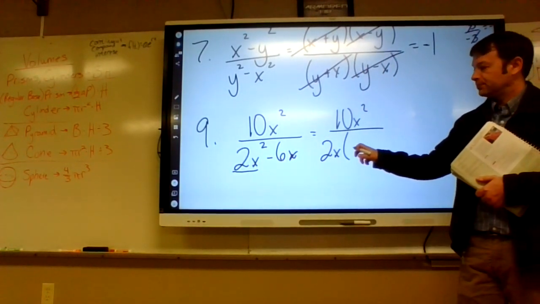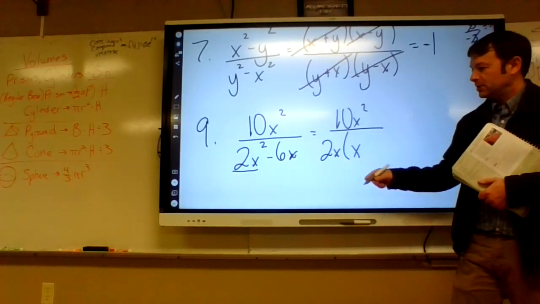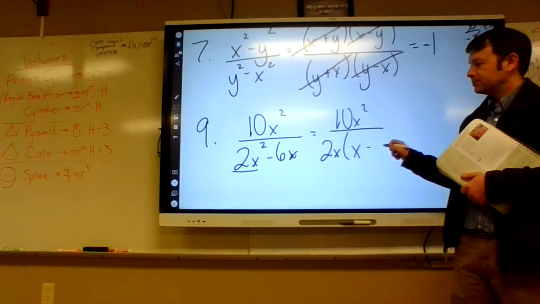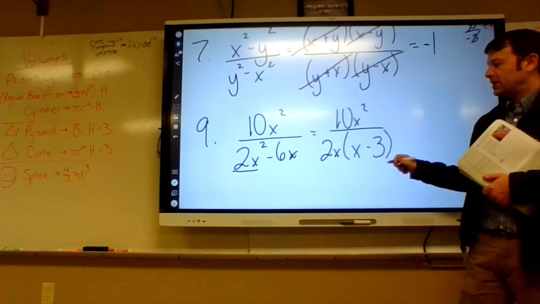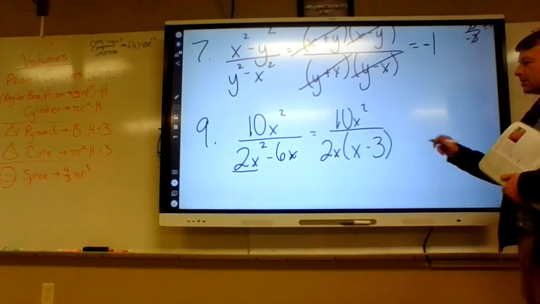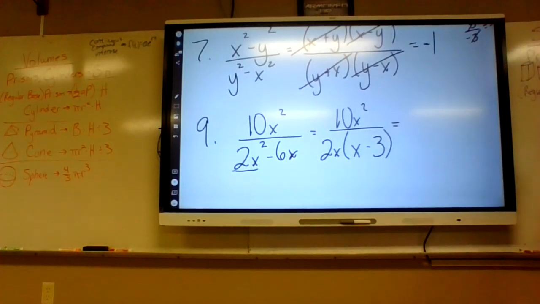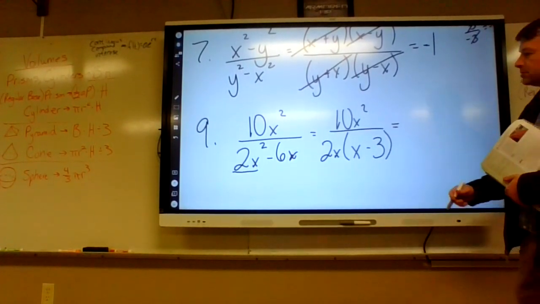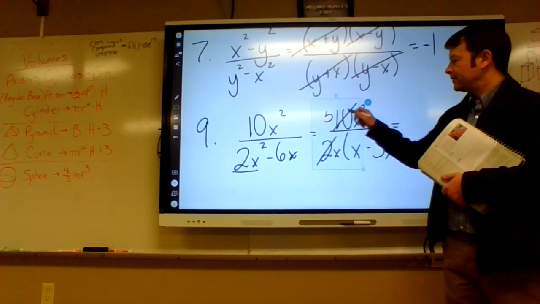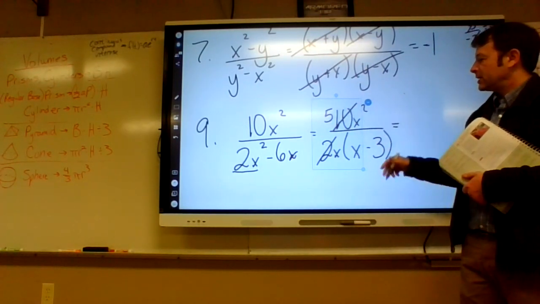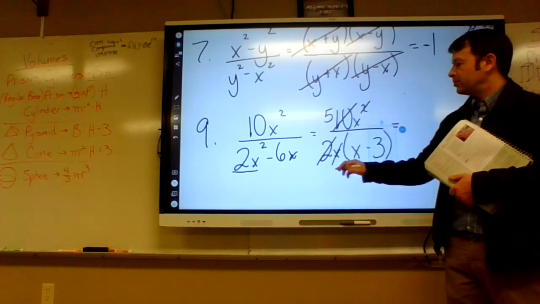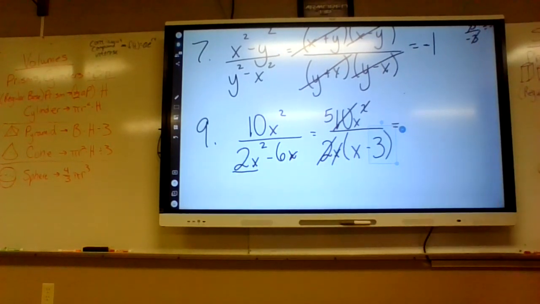The first term. X. Minus what's 6x divided by 2x? 3. The x's cancel out, but 6 divided by 2 is 3. Okay, what can we reduce here? 10 and 2. 10 divided by 2 is 5. X squared divided by x is, yeah, one of the x's cancel out, leaves one x on top.